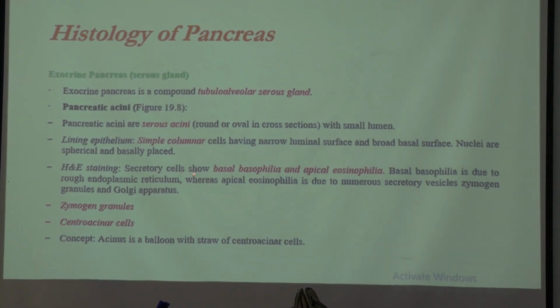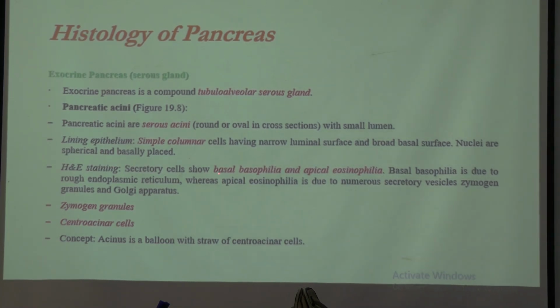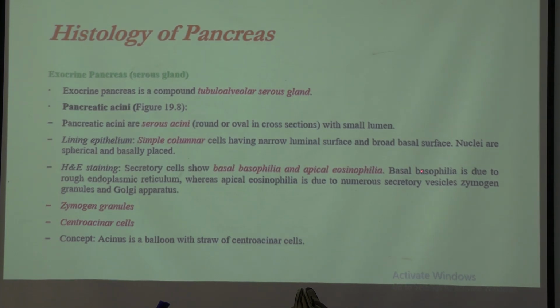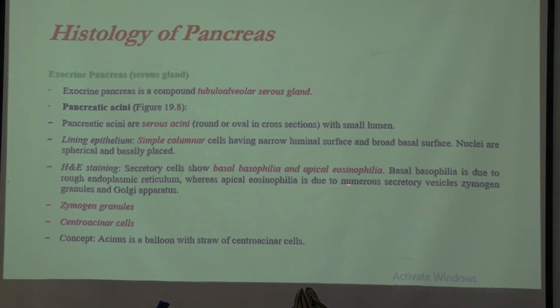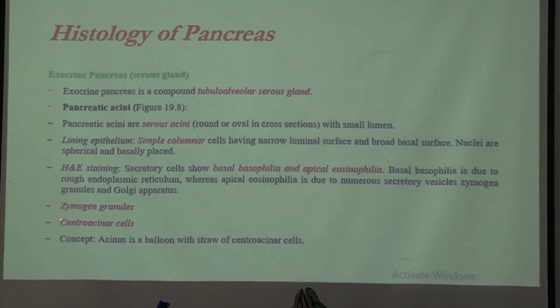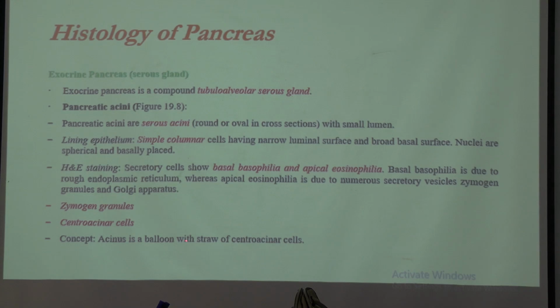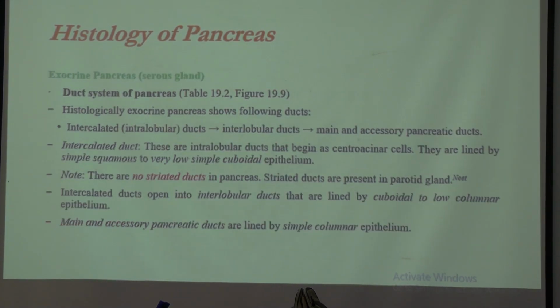H&E staining, secretory cells: the secretory cell shows basal basophilia and apical eosinophilia. Basal basophilia is due to rough endoplasmic reticulum, whereas apical eosinophilia is due to numerous secretory vesicles, zymogen granules and Golgi apparatus. Zymogen granules, centroacinar cells. Concept: acinus is a balloon with a straw of centroacinar cells.